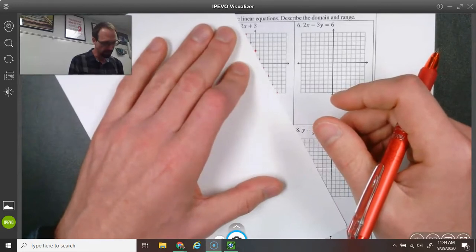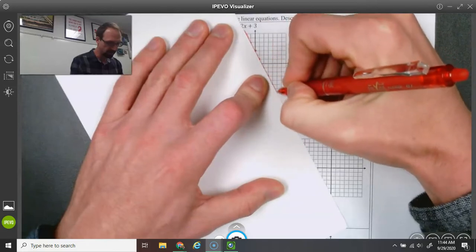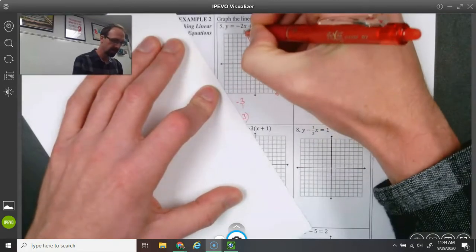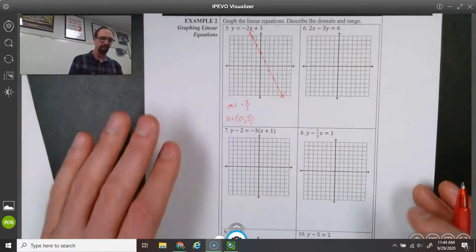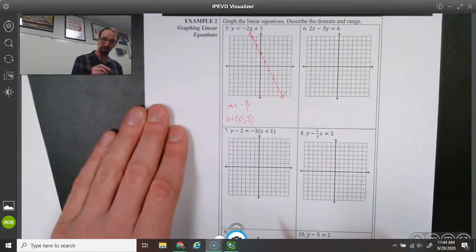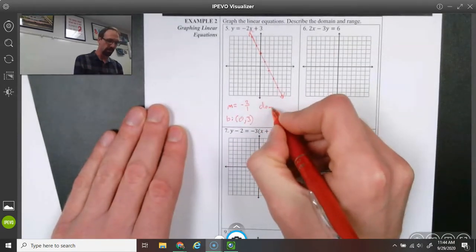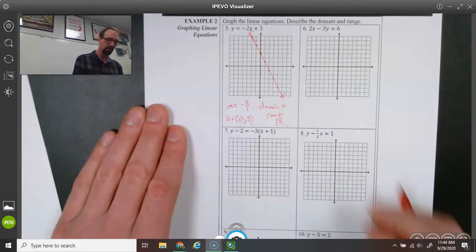After you construct those points, we're going to connect them using a straight edge. Please use a straight edge to connect, as this is a line you are constructing, and that is the graph of that line. The domain and range of all of these, for the most part, are going to be all real numbers. So for this one, the domain and range is all real numbers.